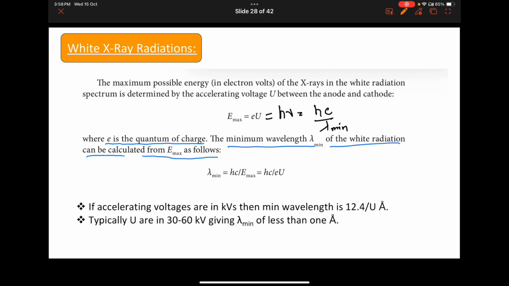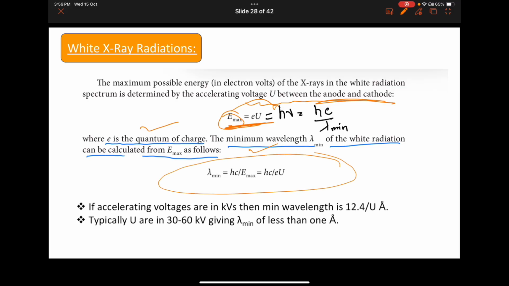And for this white radiation, the energy of the X-ray is directly proportional to the potential that we have used, the voltage applied between the anode and the cathode. As we can see, the maximum energy possessed by the X-ray is directly proportional to the applied voltage between the anode and cathode. Here e is the electron charge, U the maximum voltage, and as we all know, energy equals h nu equals hc by lambda. So we get the minimum wavelength for the white radiation: lambda minimum equals hc by E maximum, or hc by eU.